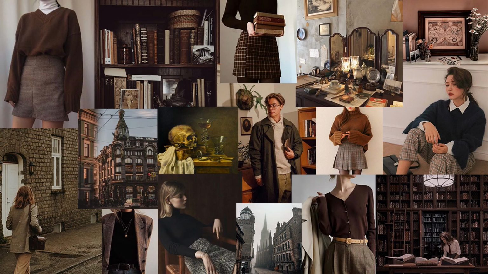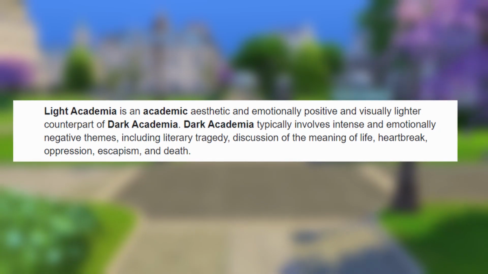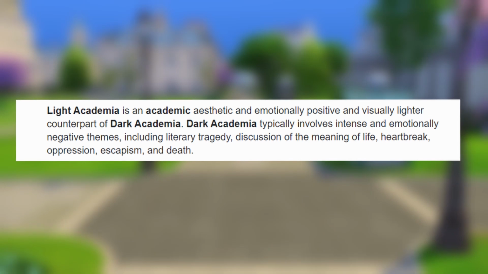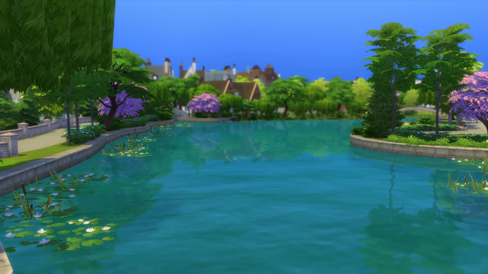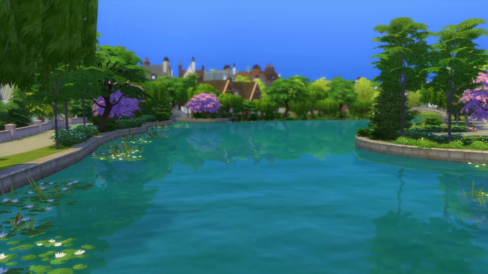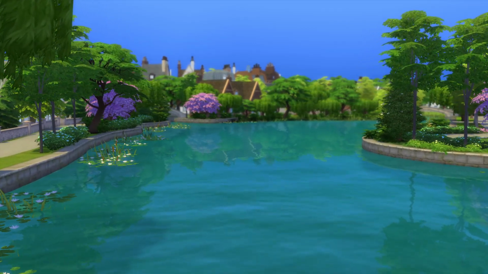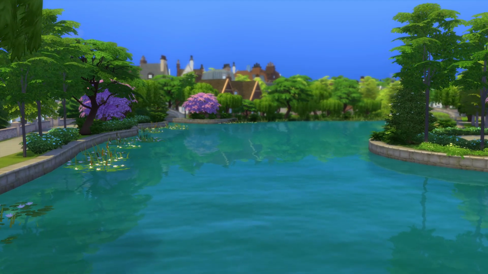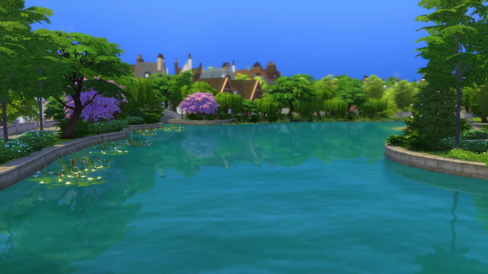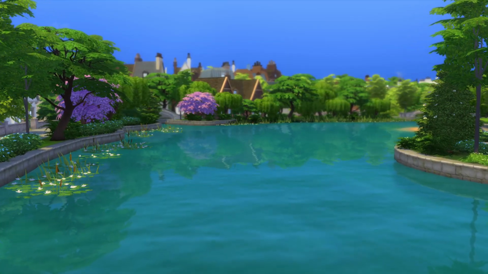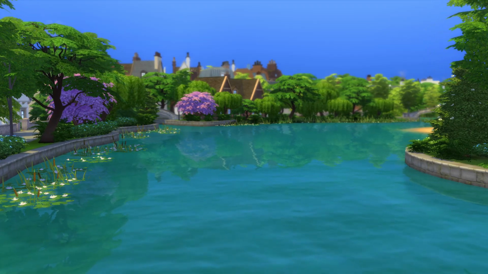However, its visually darker counterpart typically involves intense and emotionally negative themes, including literary tragedy, discussion of the meaning of life, heartbreak, oppression, escapism, and death. Now, reading these descriptions, I can tell that both of these aesthetics are formed around being oppositions to one another. The overall concept of both are the same in terms of the love for learning and education and all of that. However, the different views of life and living caused both styles to adapt to different themes.